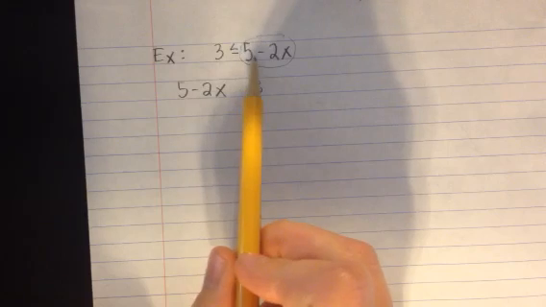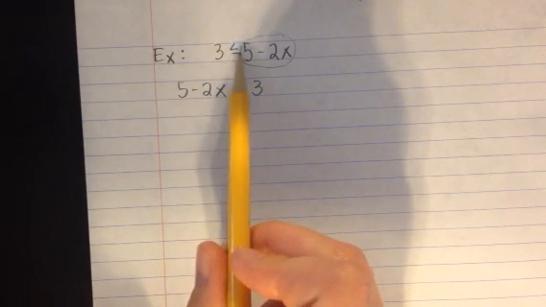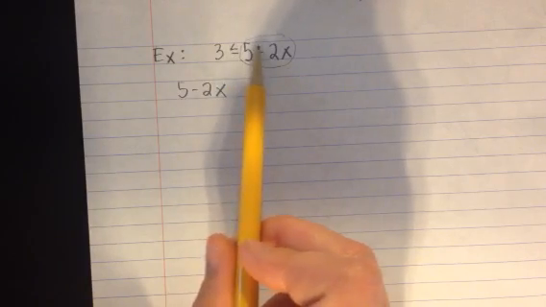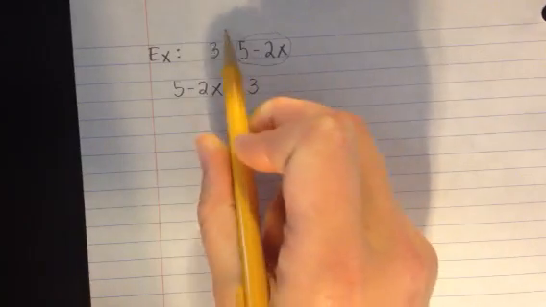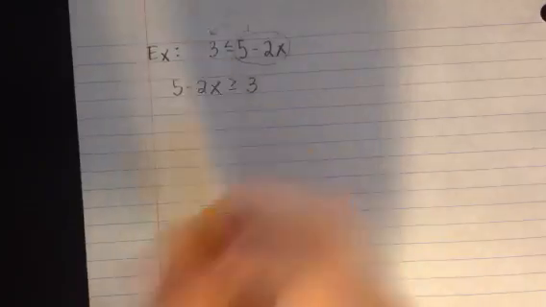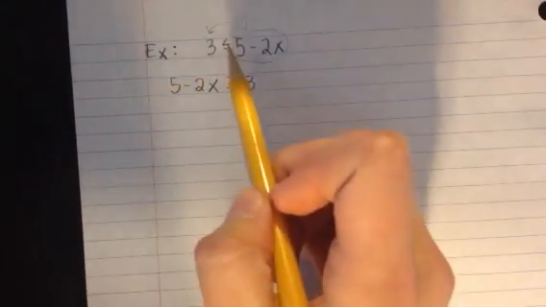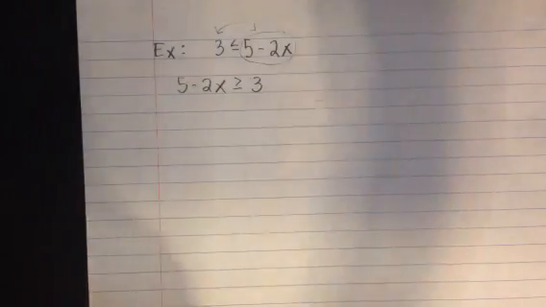Now you have to be very careful. When I flip this around, I need to make sure that my inequality symbol is still opening towards the 5 minus 2x. So that means if I flip these two expressions here, then I need to flip my symbol. So notice that it's still opening towards the 5 minus 2x. So now I can go ahead and solve.